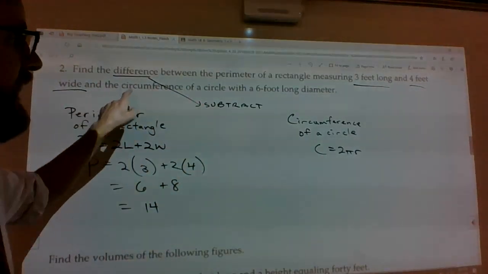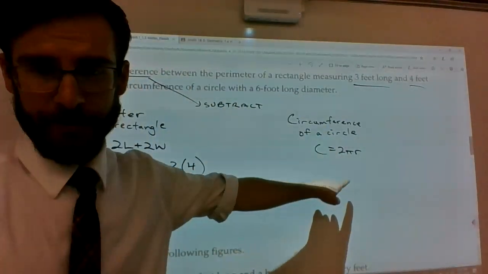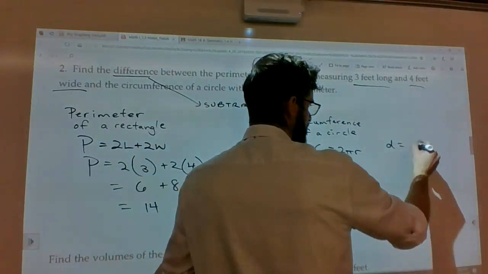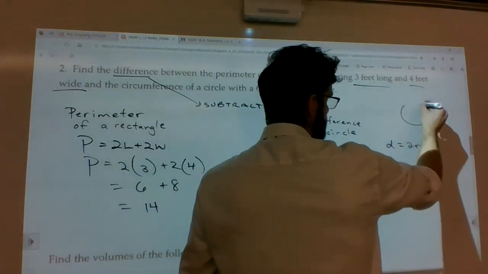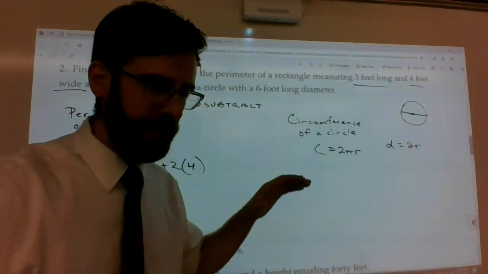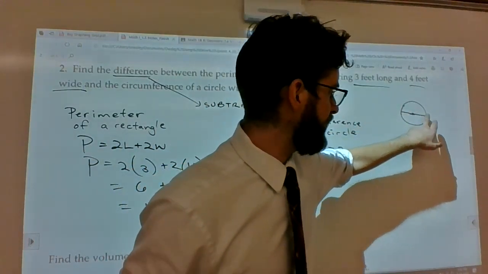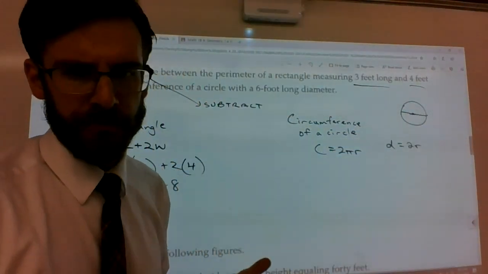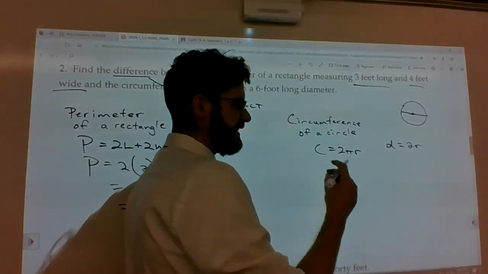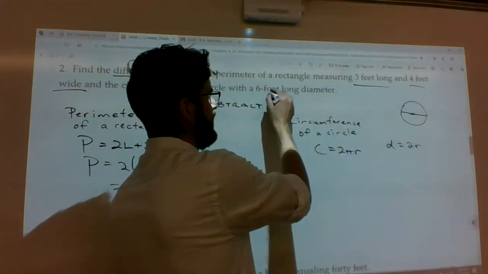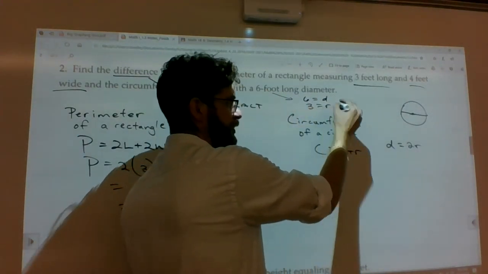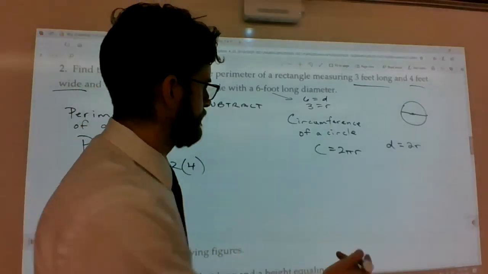For circumference, it says it's a 6 foot long diameter. Now, the diameter is equal to double the radius. So here's a circle. Here's the radius. The diameter spans the entire section of that space. It must go through the center of the circle, touch one end to the other. So when you see that the diameter is 2r, you just got to say, if 6 equals the diameter, then 3 is actually the radius. You just cut it in half.